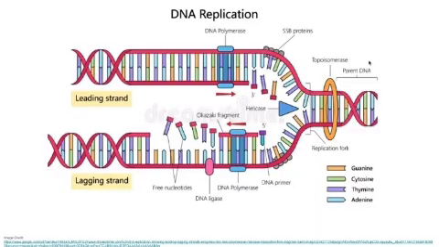Here at the top you can see the leading strand, which is being synthesized in the 5' to 3' direction in the direction of the replication fork. DNA polymerase is building the new strand and helicase is unzipping the strands. At the bottom is the lagging strand.